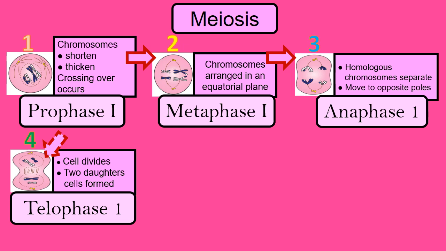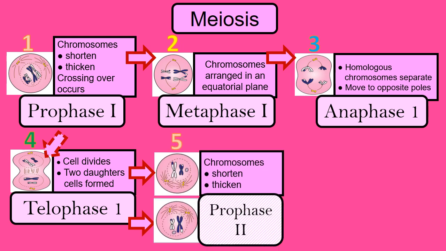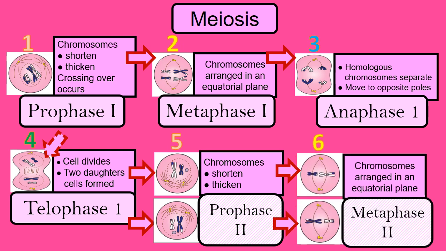Now let's continue with the second stage in meiosis, that is meiosis 2. For prophase 2, chromosomes shorten and thicken. Then we go to number 6, that is metaphase 2. Chromosomes are arranged in an equatorial plane. The spindle fibers can be seen attached to the centromere.